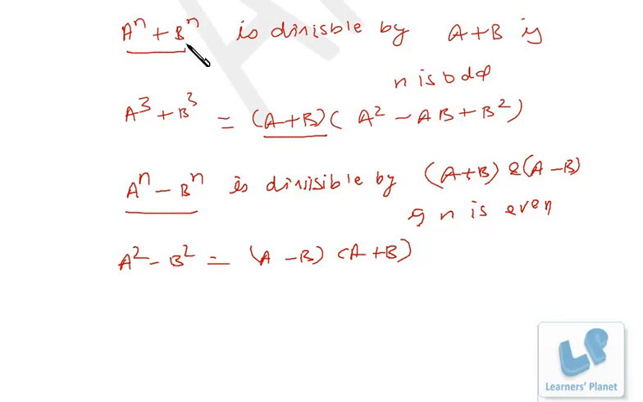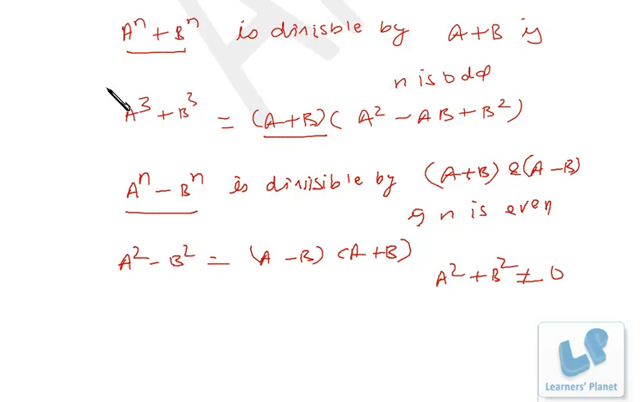Apart from that, a raised to n plus b raised to n will never be divisible by a plus b if n is even. Obviously, because what happens? a square plus b square, we can't have any factor. This term can never be 0. In no case will it be 0, whether a or b are negative or positive.